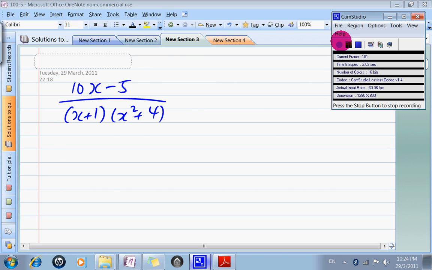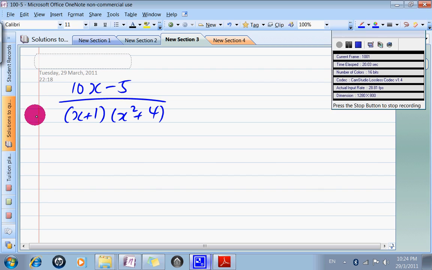Okay, this video is on partial fraction. So first of all, before you can do partial fraction, you must make sure that the numerator is smaller than the denominator. The power at the top must be smaller than the power at the bottom. Okay, so in this case it is already, so we're going to get started.